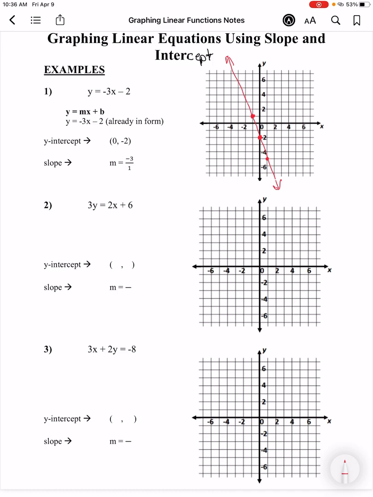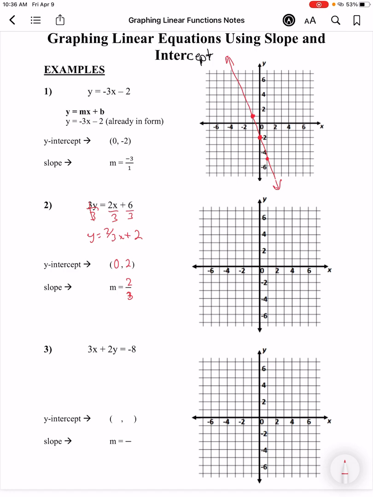All right, looking at our second equation, we have a little bit of work to do. It says 3y equals 2x plus 6. Well, we know that our equation can't start with something in front of y, so we've got to divide everything in my equation by 3. So y equals 2/3 x plus 2. So my y-intercept is (0, 2), and my slope is a positive 2/3.